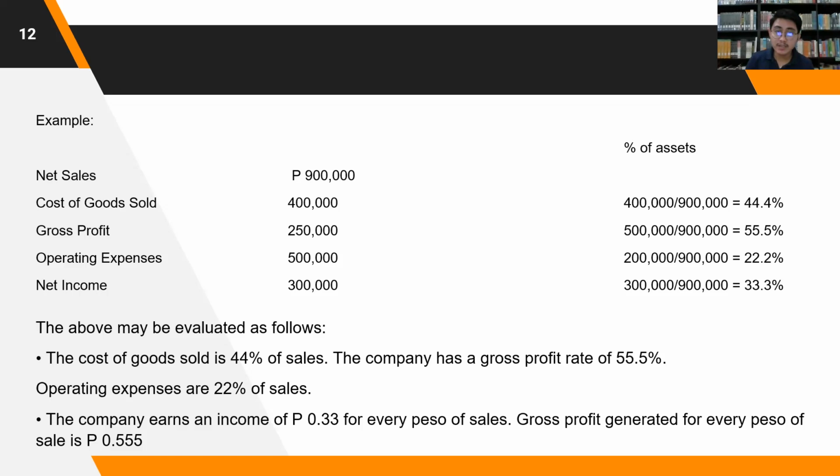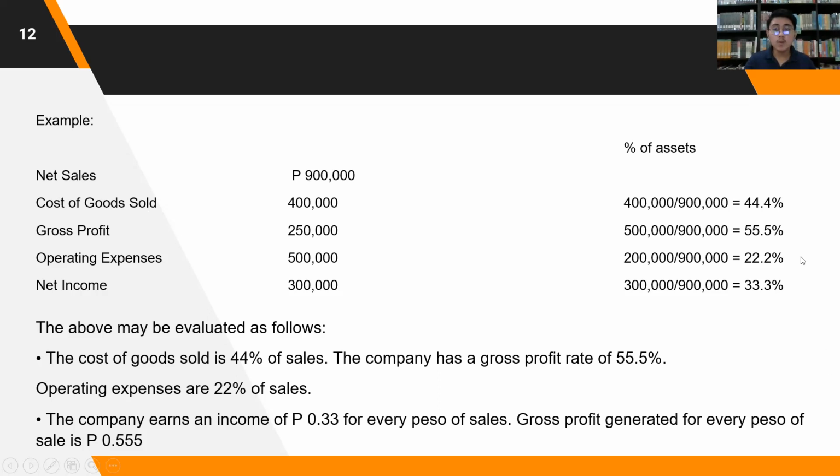Next naman kay gross profit. 250,000 pesos minus 900,000 pesos. Okay, medyo nagkamali po yung pag-compute ko dito. Pero it's 250 and 500 for gross profit and operating expense. Next naman sa net income, for example, we have 300,000 pesos. Divide po natin siya kay net sales. So 300,000 divided by 900,000 pesos is equivalent to 33.3%.